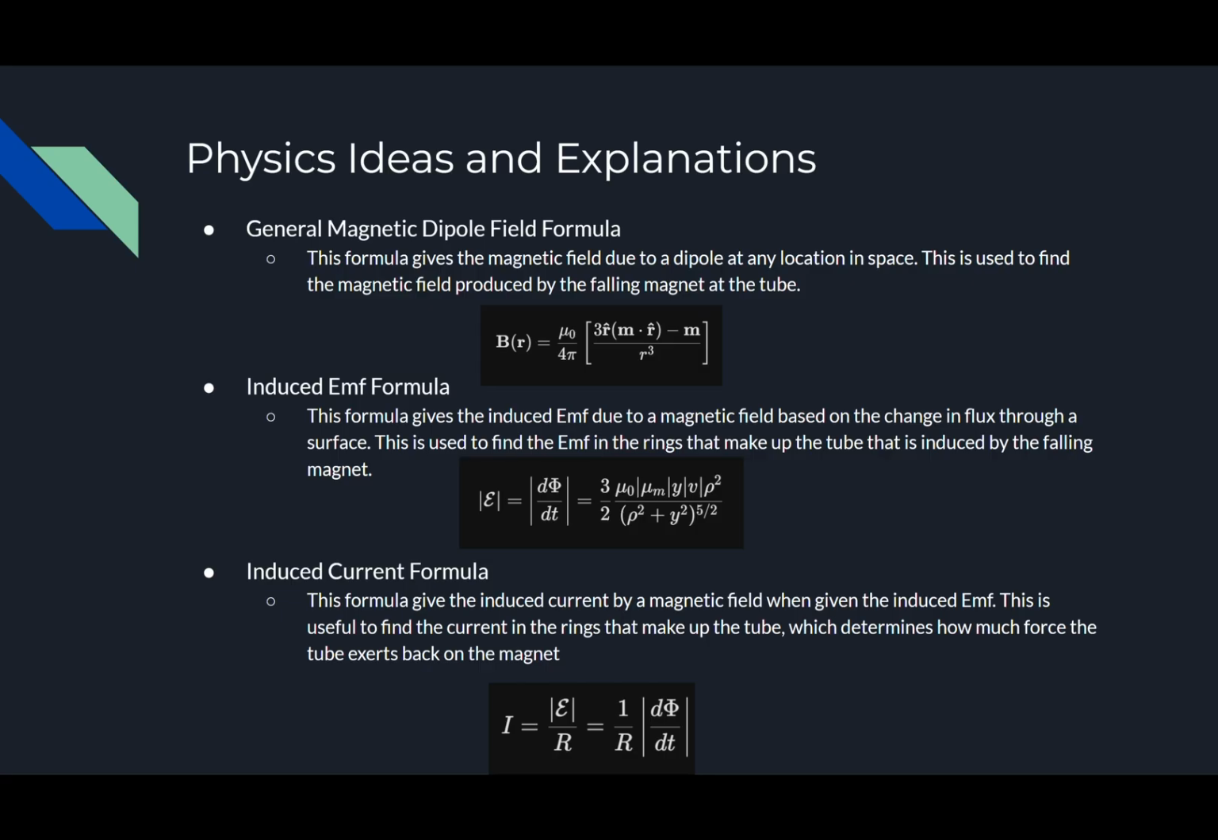The induced current formula is just to give the current in those rings, which helps you then find the magnetic force by those rings, the magnetic field from those rings. And that's just dividing EMF by R.